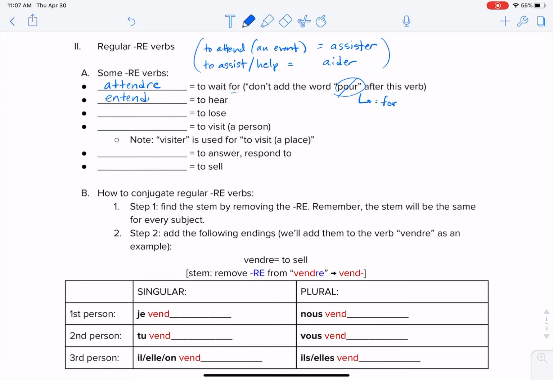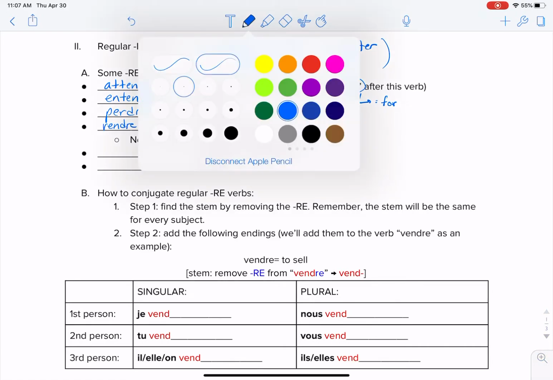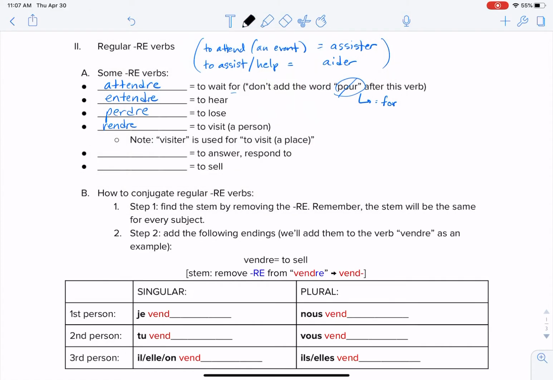All right, to hear. Entendre sounds a lot like attendre, but this is nasal at the beginning. Entendre. To lose, perdre. Perdre. To visit a person is rendre. And then I'm going to put this in black because rendre is our verb. Rendre visite à is to visit a person. So again, the part we're going to conjugate is rendre.